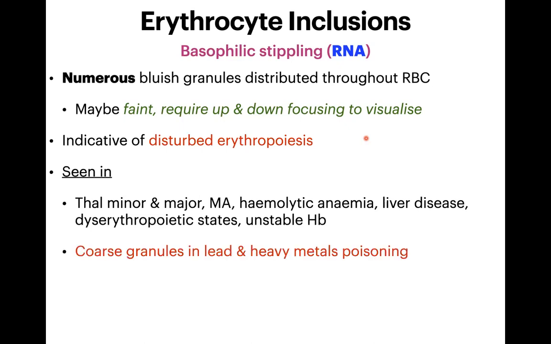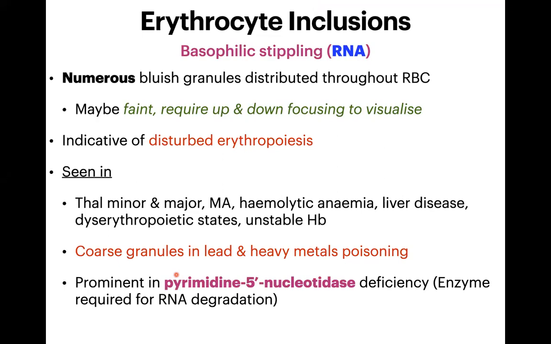Okay, in cases of heavy metal poisoning, lead and other heavy metal poisoning, you will find coarse granules. Normally they are like fine granules, but in case of these heavy metal poisonings, the granules of this basophilic stippling will be coarse. So if you are seeing many cells with coarse basophilic stippling, consider heavy metal poisonings, arsenic, lead, etc. So this basophilic stippling is prominent in pyrimidine 5 nucleotidase deficiency, because this enzyme is required for RNA degradation. So if its deficiency is there, obviously the basophilic stippling will be increased.